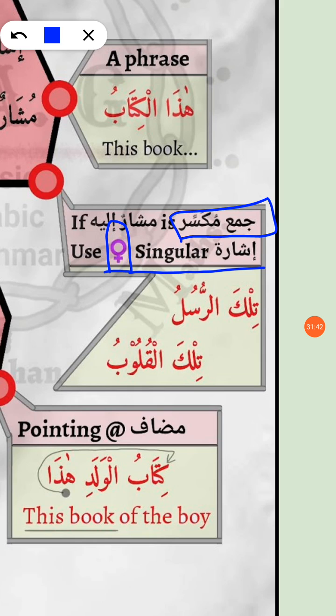Okay, as you can see here, the word qulub is ghair aqil. Okay, and that's why it can only be dealt as grammatically feminine, hence the tilka. The word rusul is the jama mukassir of the word rasulun, which is of course an aqil noun. So since it is jama mukassir, you can deal it as grammatically feminine as well as masculine. All right, here Allah subhanahu wa ta'ala has used it as grammatically feminine, so tilka rusul. Remember, tilka is your feminine pointing noun.